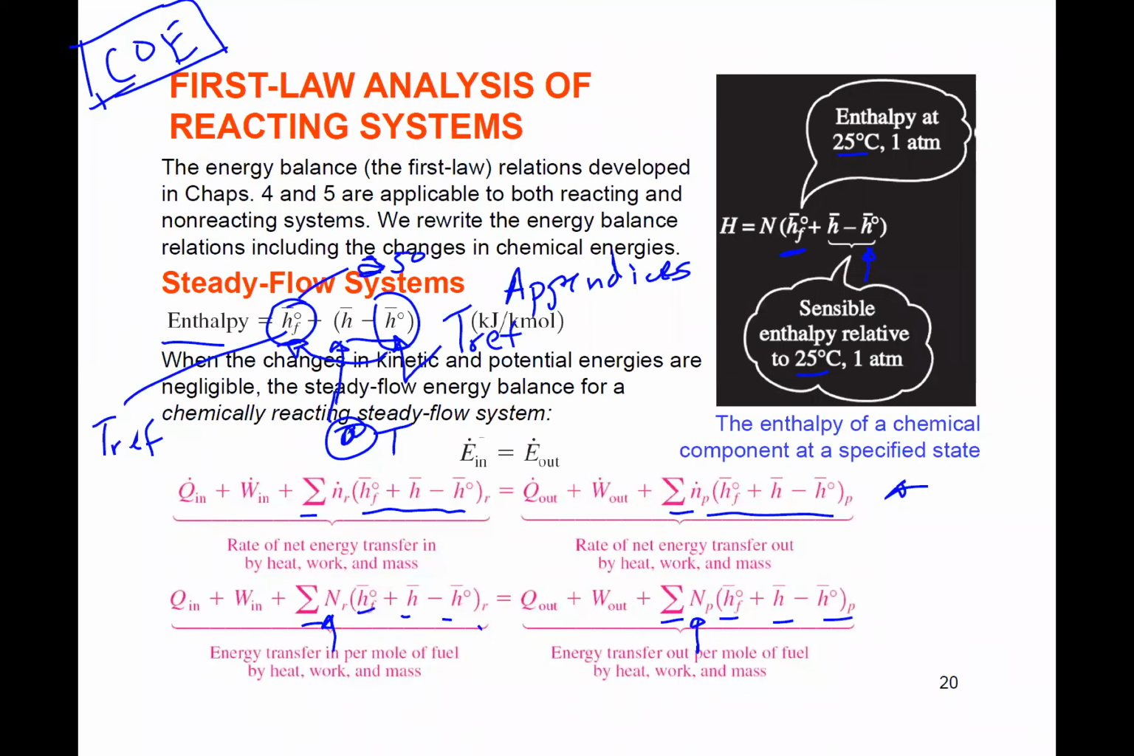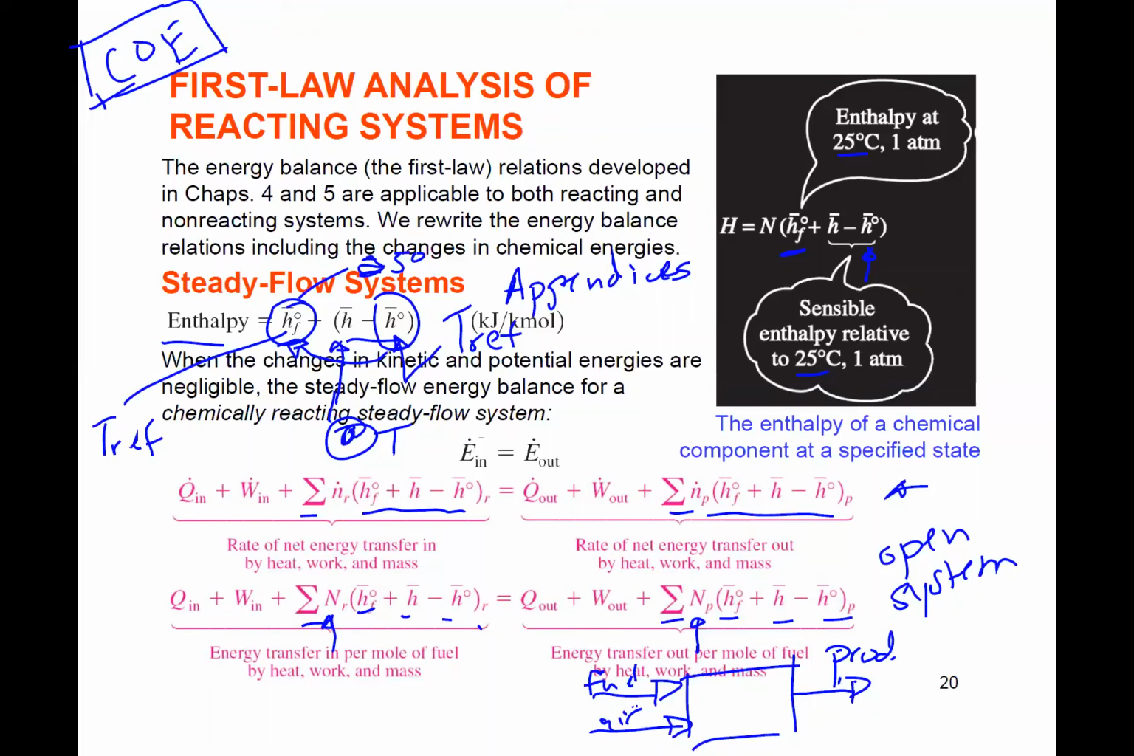So this dealt with an open system, right? If you were flowing, let's try to make a better arrow here. Fuel in, air, and then you have products, right? So that's fuel, air, products. So that's our combustion chamber with an open system, right?